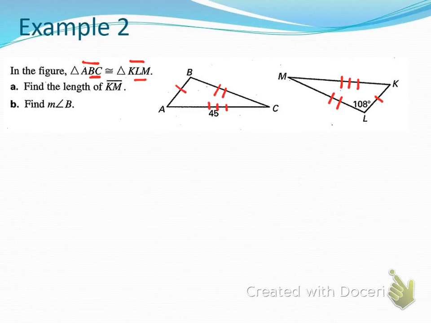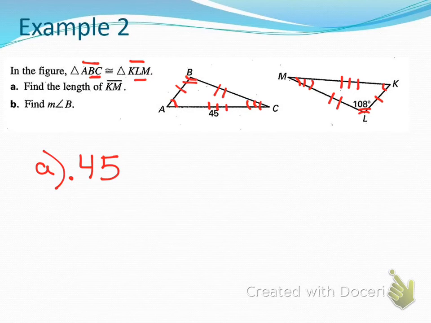All right, and angles, what did we say A matched up with? K. What does L match up with? B. And then C, M. So 3, 3. All right, so it asks us to find the length of KM. So that's this right here. What matches up with KM? AC, which is 45. So A is 45.